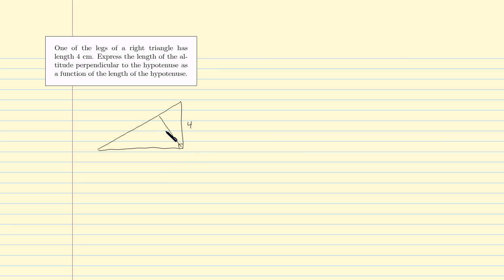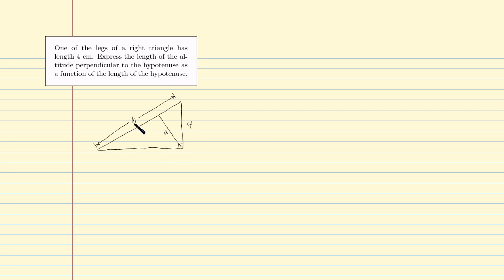We don't know what its length is, so let's call it A. But we want that length as a function of the length of the hypotenuse. Well, that's this length right here. So let's call that H. Indicate that it's the entire length here. All right, now what do we do?